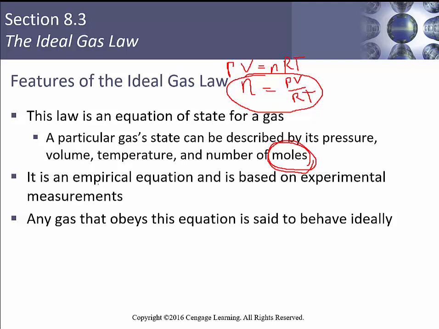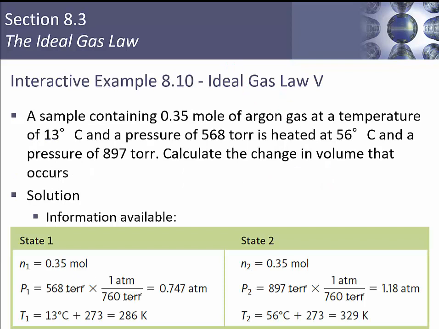It is an empirical equation, and it is based on experimental measurements. Any gas that obeys this equation is said to behave ideally. And at the end, we'll see some non-ideal gases. Well, let's do an example.